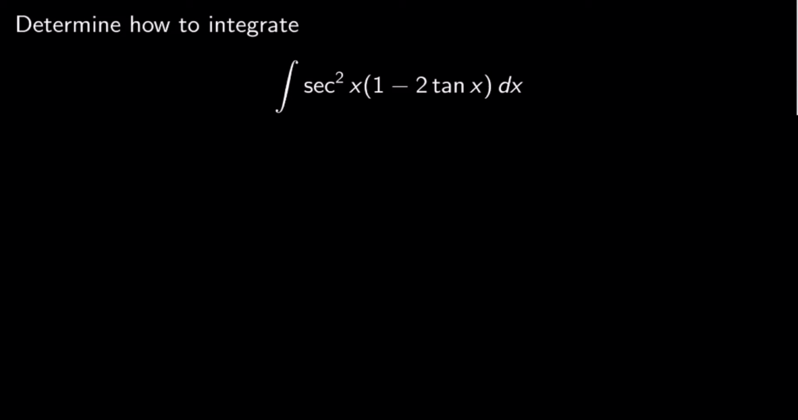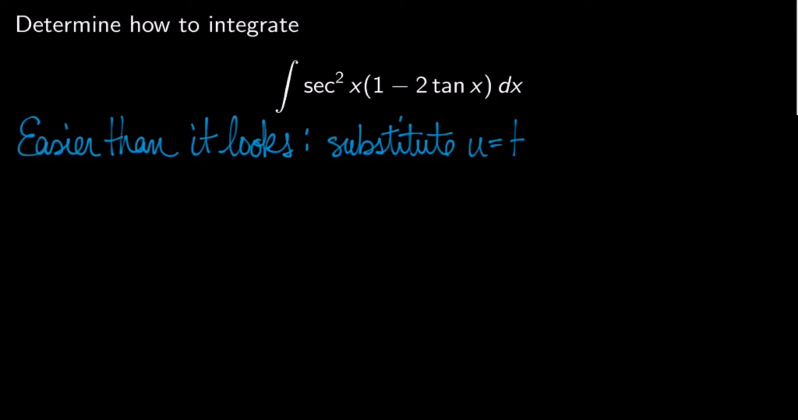Here is the next guy in the problem set. I guess I don't even know what to say about this. This is easier than it looks to me because secant squared x is the derivative of tan x. So I can kind of tell that this is going to be a substitution type integral. And so what's actually going to happen here is you're going to substitute u equals tan x. But I'm kind of curious.